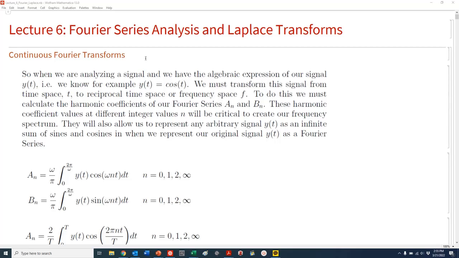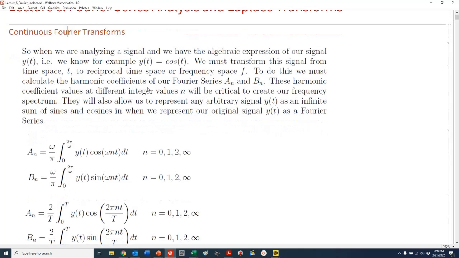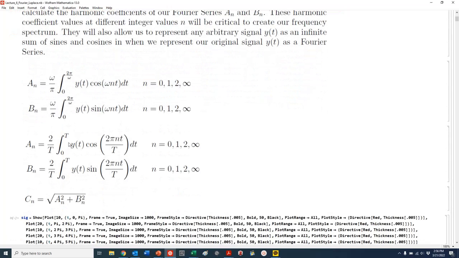One of the simplest ways to start off is by looking at a signal where we know the algebraic form. We know it is a continuous signal. We know the function that we're working with. So we can perform a continuous Fourier transform on such a signal, and we can see what frequencies develop. In order to develop that frequency spectrum, we need to calculate our harmonic coefficients, these a sub n, b sub n values. And then we also have to figure out the period of our signal.